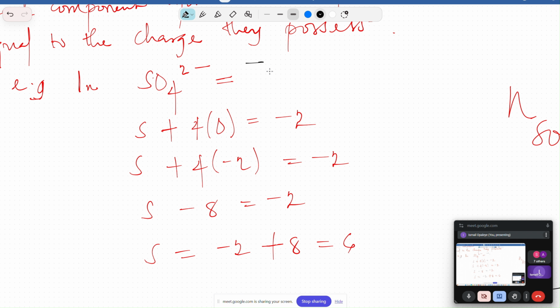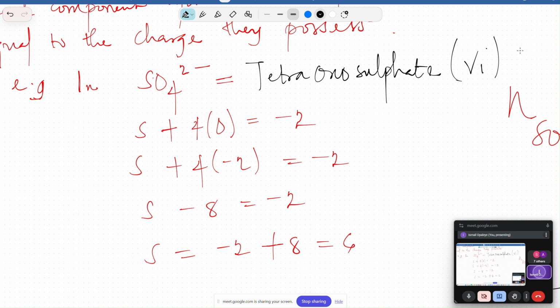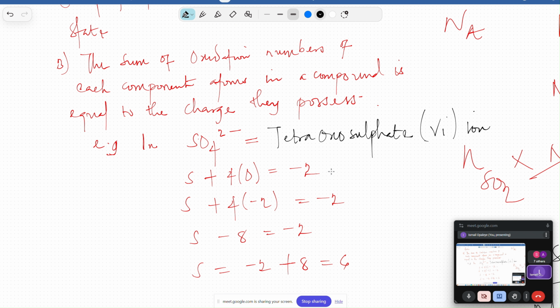Yes. Okay. Which means when you want to name this compound, you call it tetraoxosulfate. That sulfate is what you just calculated for. It is already 6, so you put that in Roman numeral, and you put your anion there. Anion in the sense that it is having this charge, okay? So that's tetraoxosulfate(VI) anion.